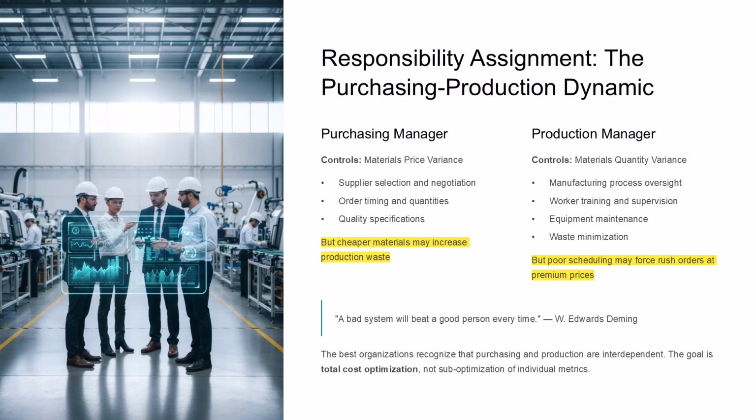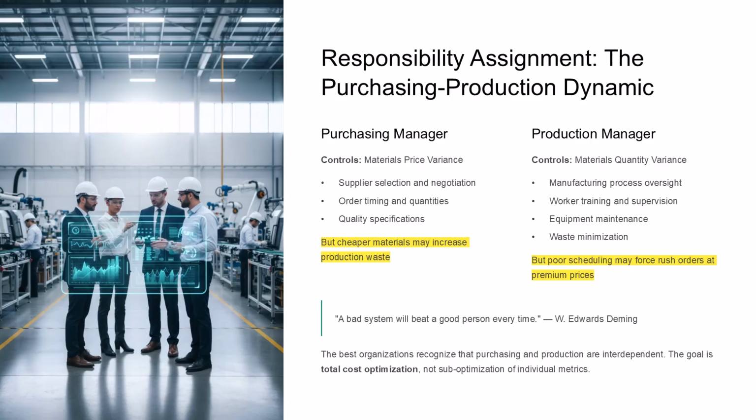But here's the twist. Purchasing decisions can also influence quantity variances. If the purchasing manager buys cheaper, lower quality materials to generate a favorable price variance, production might experience higher waste and an unfavorable quantity variance. Quality and price are often inversely related in material procurement.